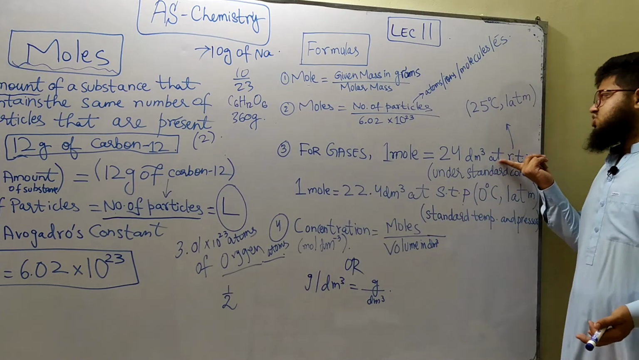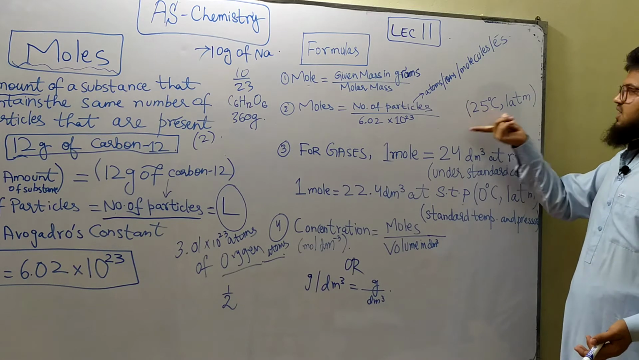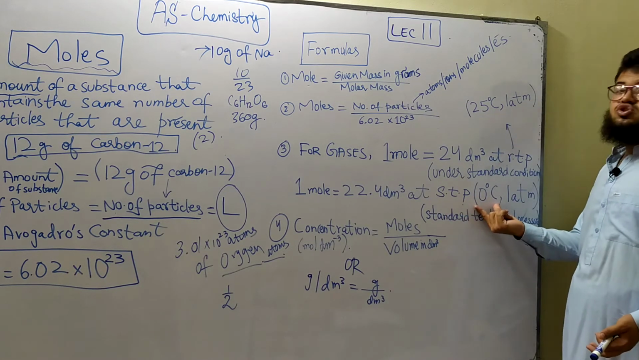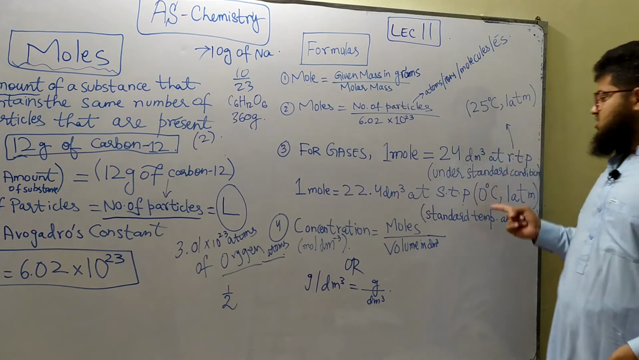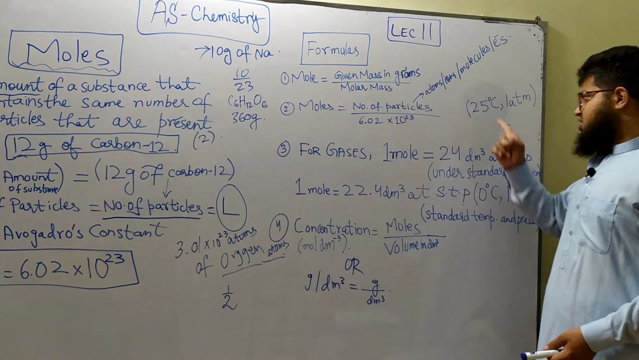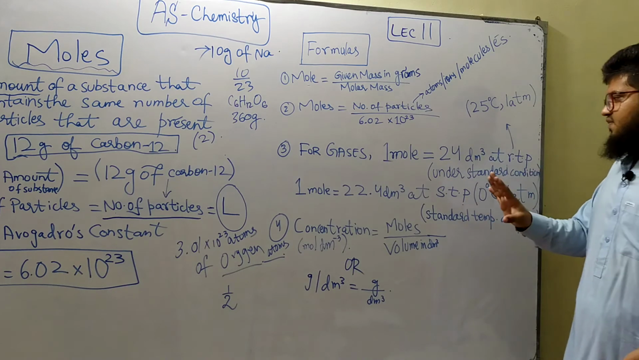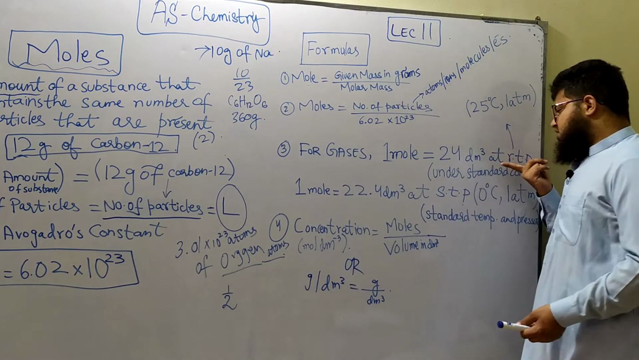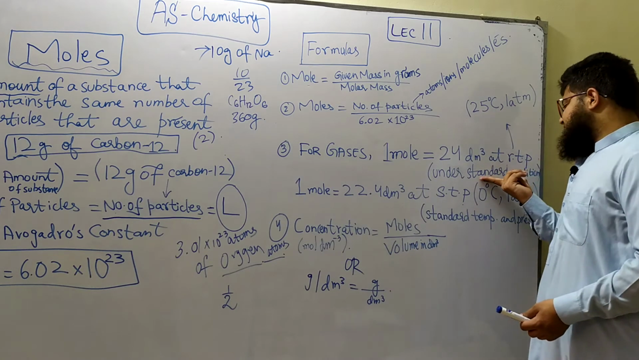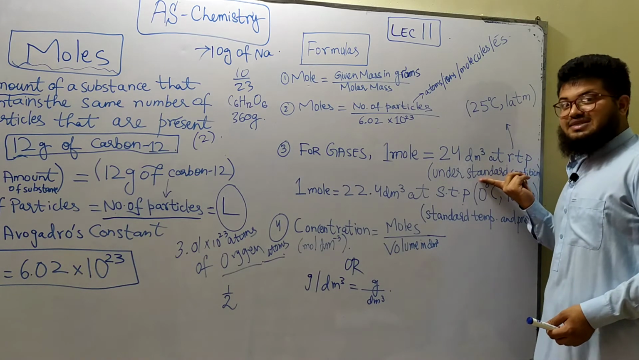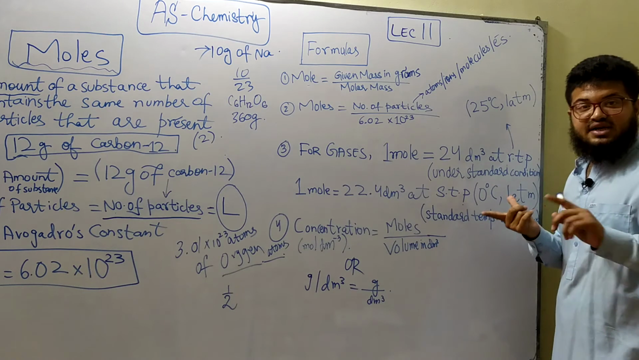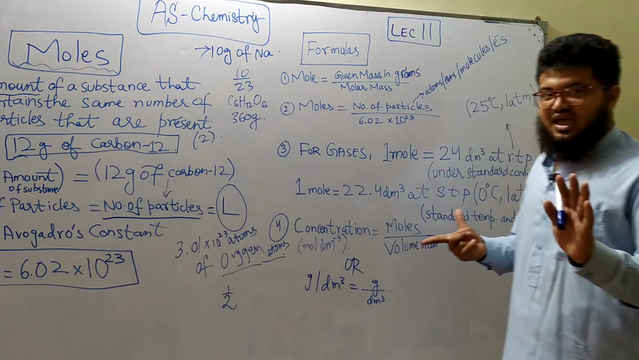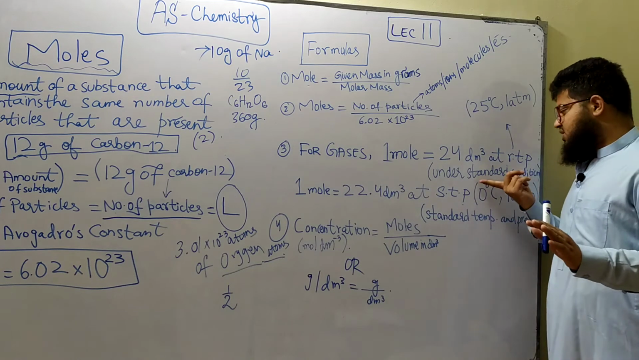Room temperature and pressure is 25 degrees Celsius and 1 atmosphere, whereas standard temperature and pressure is around 0 degrees Celsius. Okay, look at the change in the temperature, 25 and 0. Apart from that, the room temperature and pressure, this one RTP, is also known as standard conditions. Okay, standard conditions, not standard temperature and pressure. They are called standard conditions.